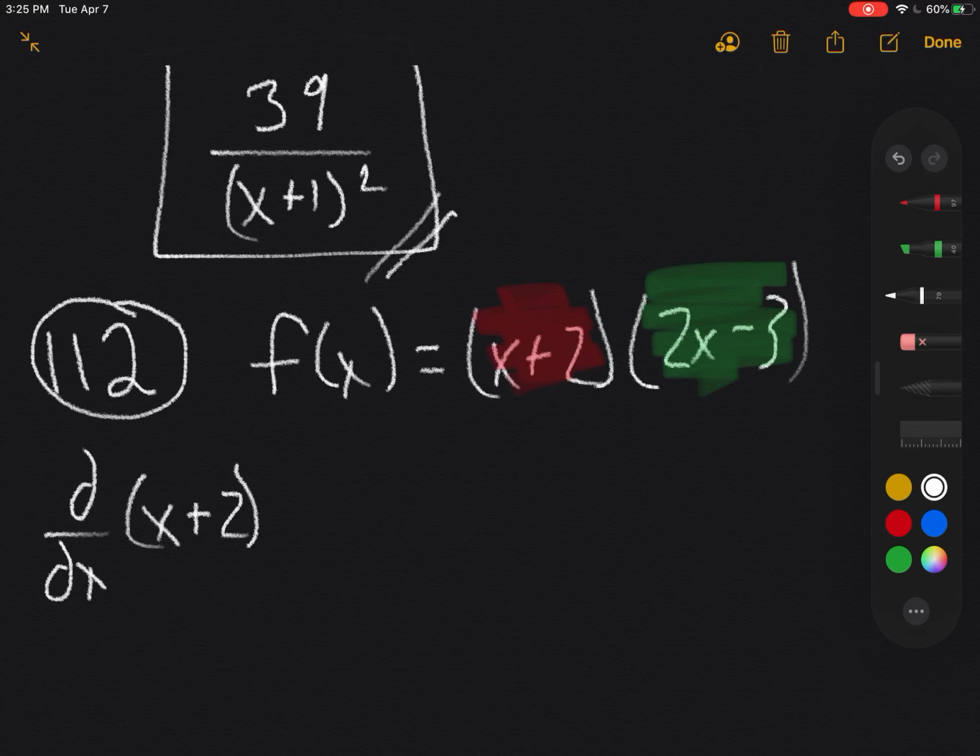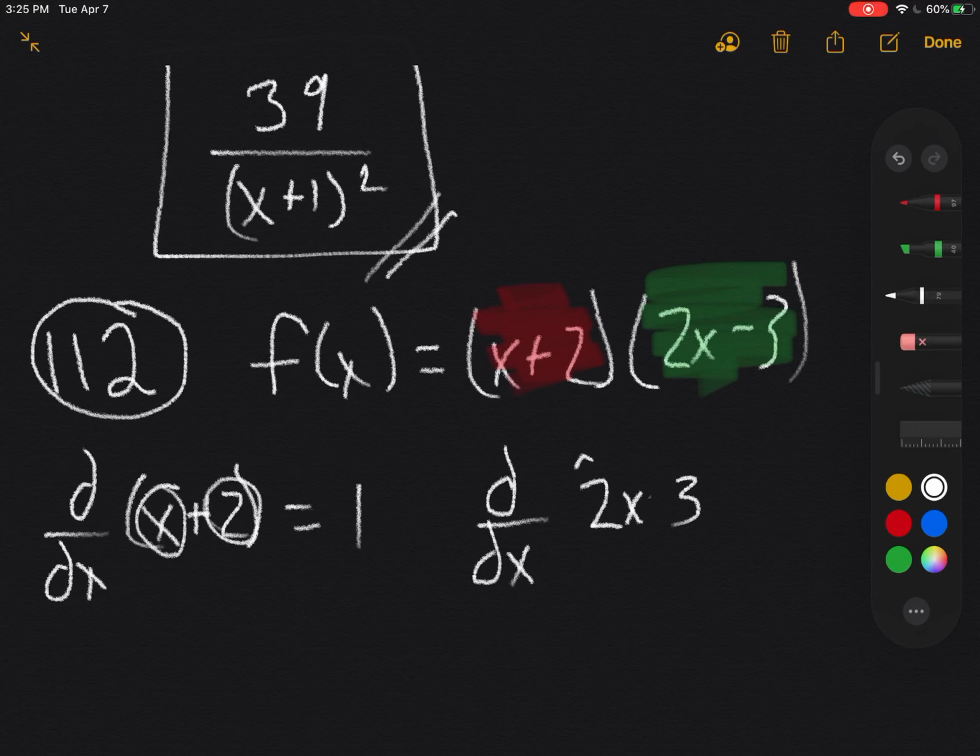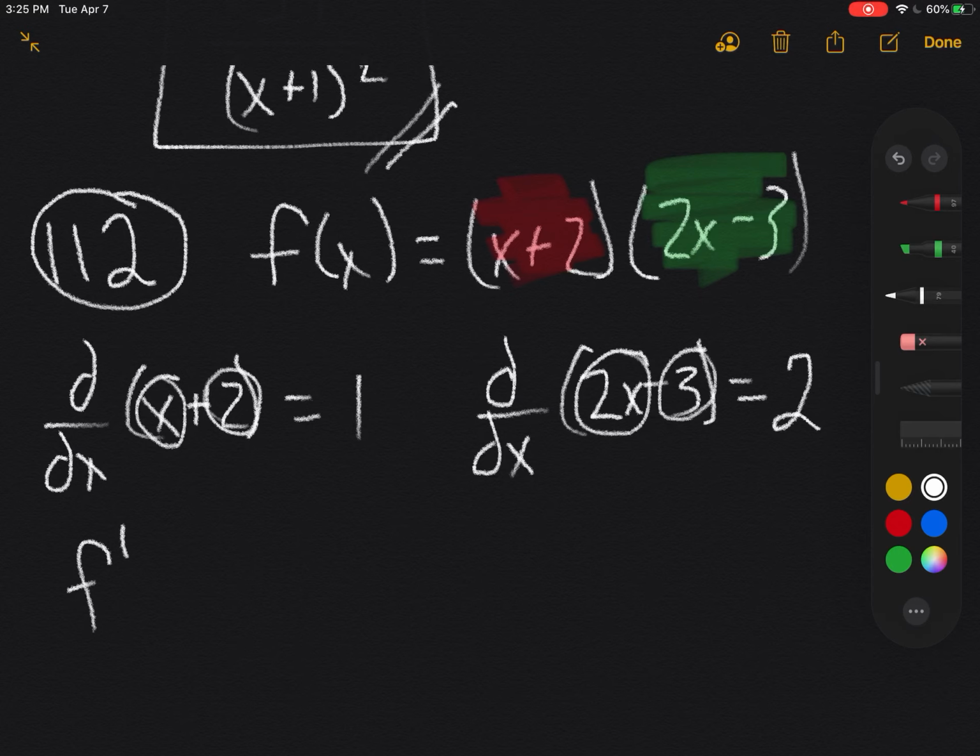A lot of these problems are just about organizing your work well. So I know if I take the derivative with respect to x of x plus 2, that should be 1. This constant becomes 0. This x becomes 1. If I take the derivative with respect to x of 2x minus 3, I get 2. The derivative of this constant becomes 0, and the derivative of this term 2x just becomes 2.